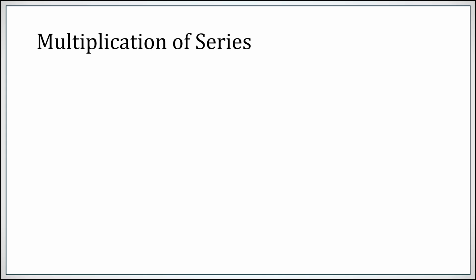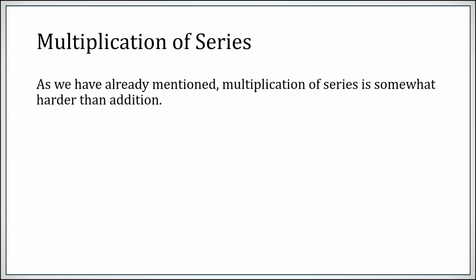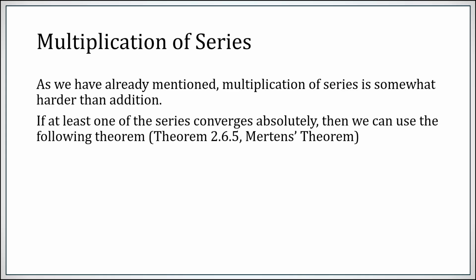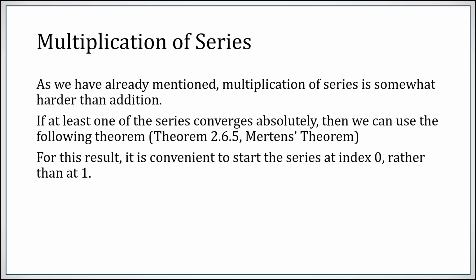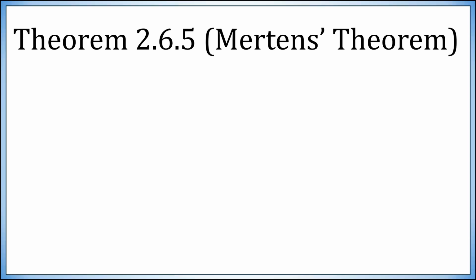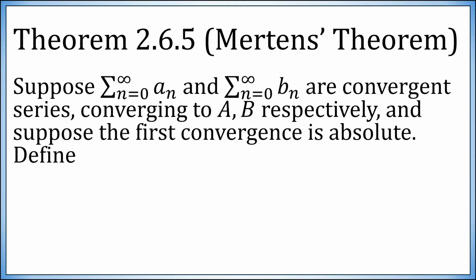Let's talk about how to multiply series together. We've already mentioned that multiplication of series is a bit harder than adding. If one of the series converges absolutely, then the following theorem, 2.6.5, is called Mertens' theorem. We'll prove it shortly. For this result, it will be convenient to start at index 0 rather than 1. So here is the statement of Mertens' theorem.